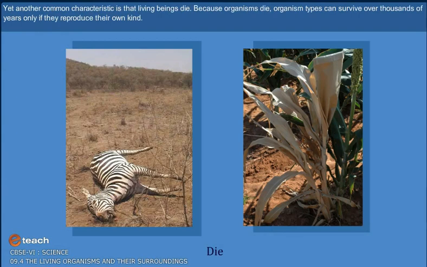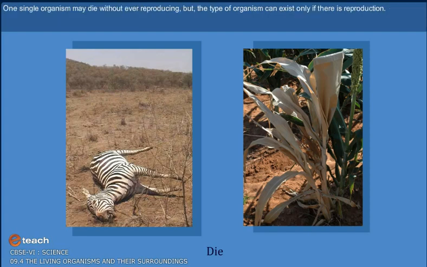Yet another common characteristic is that living beings die. Because organisms die, organism types can survive over thousands of years only if they reproduce their own kind. One single organism may die without ever reproducing, but the type of organism can exist only if there is reproduction.